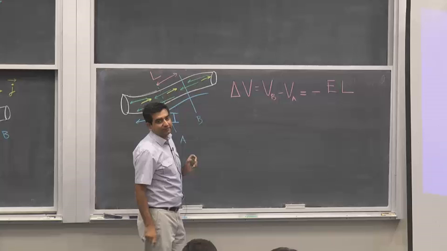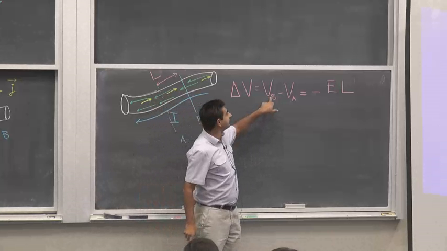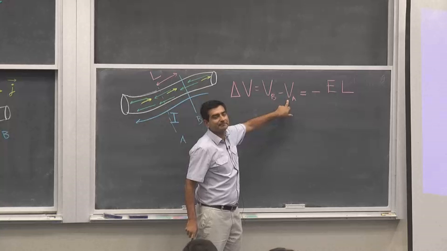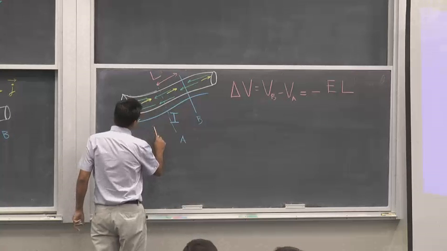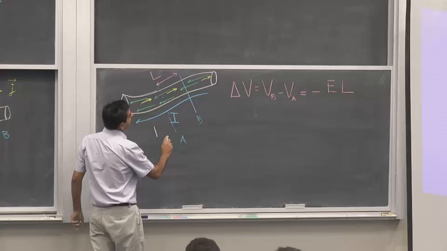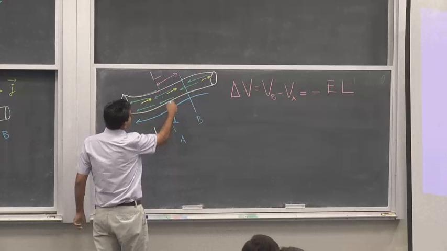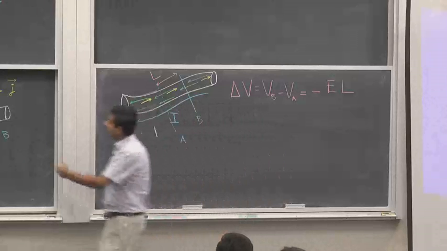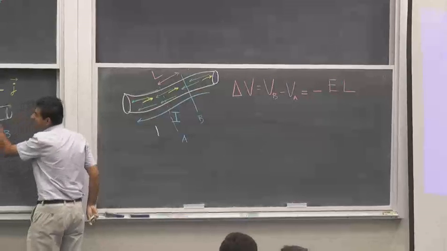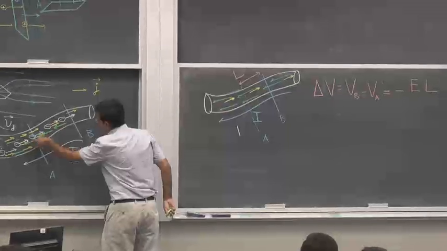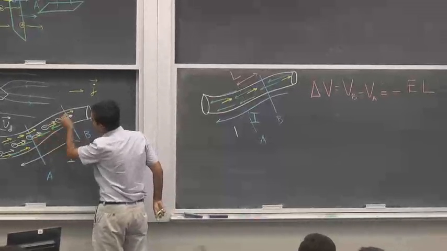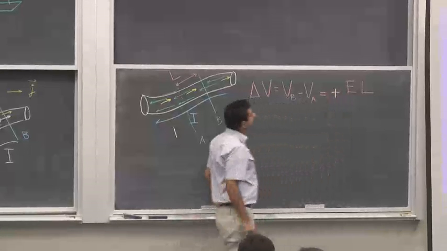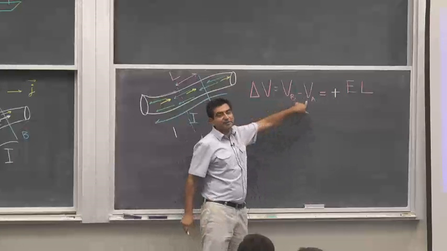Now this is negative, which means that VB is smaller than VA. Delta V is minus E L. But if the electrons are moving from this point to this point, the path that the electrons are taking from A to B is always anti-parallel to the electric field, so this becomes positive. So this is a positive number, which means that VB is larger than VA.